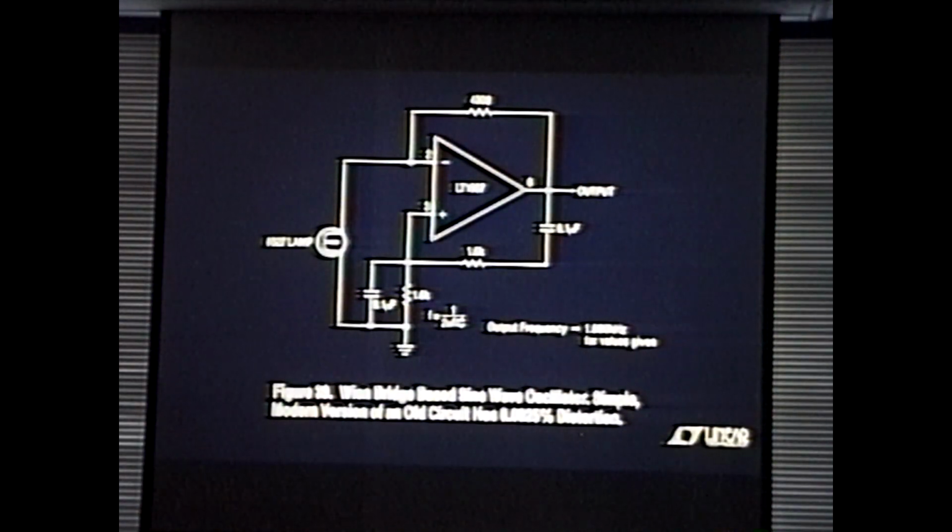Now, just how good are the approaches outlined in Hewlett's thesis? If you take modern components and you build his circuit, how much better can you do? This is a modern version of Hewlett's circuit. We've replaced all of his stuff with an op amp. Here's the Wien bridge. Here's an R and a lamp.